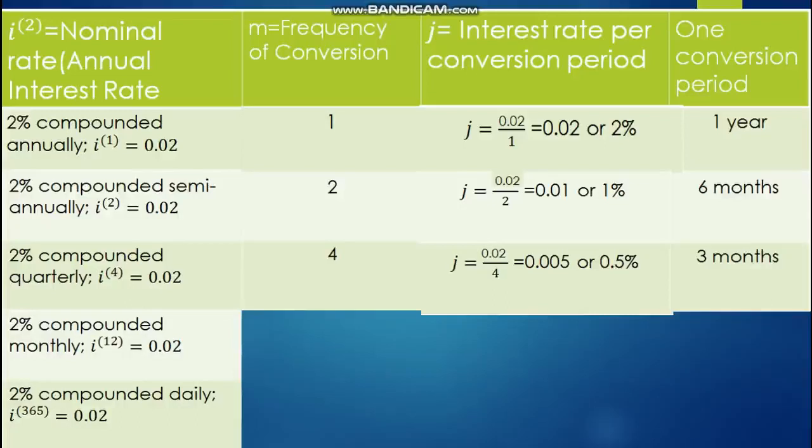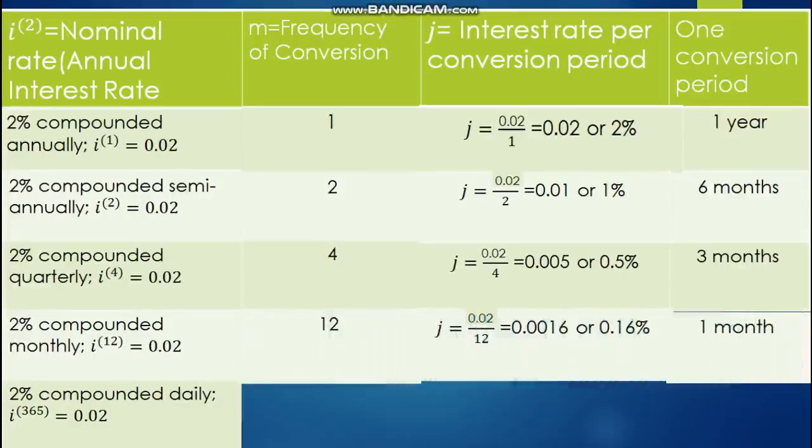2% compounded monthly, that will be i raised to quantity 12, which is 0.02. Our frequency of conversion is 12, and our interest rate per conversion period will be 0.02 divided by 12, or about 0.0016, or 0.16%. And one conversion period is 1 month. So every month, interest is earned, because our 2% rate of interest is compounded monthly. This means 0.0016 per month is the rate of interest we will use.